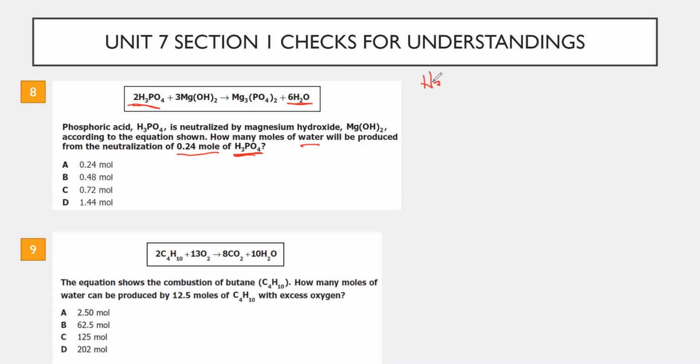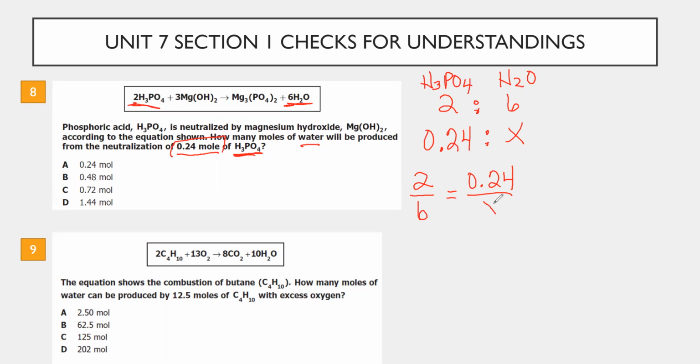So H3PO4, there's normally 2 of those. And how many waters do you get when you have 2 of those? 6. All right, so now they're telling us we only have this many moles of H3PO4, and they want to know how much water will be produced with that. So set it up, 2 over 6 equals 0.24 over x.